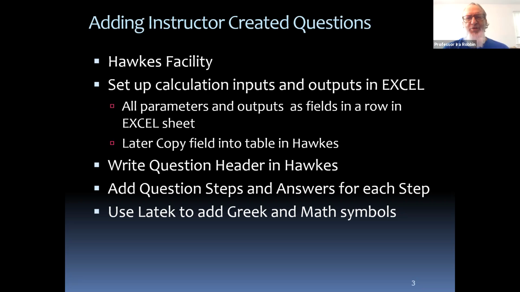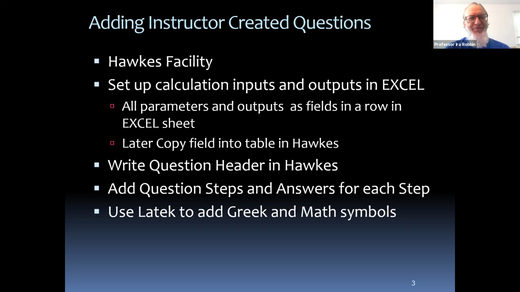So Hawks has a facility, and we're going to go into that. The idea is that you want to set up inputs and outputs in Excel. All the parameters and the inputs and outputs are in a row. Each row is a different version of a question. So you can have 100 rows, you'll have 100 versions. If you have 5 rows, you'll have 5 versions of this question.